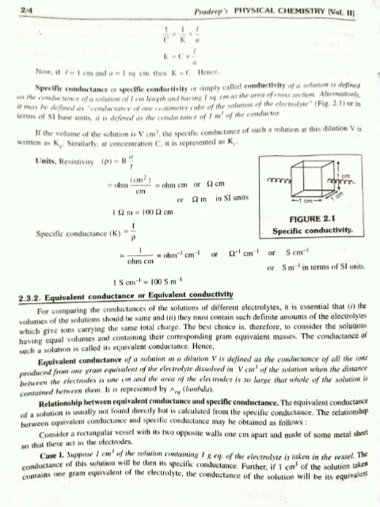Specific conductance K is equal to 1 upon rho, which is equal to 1 upon ohm centimeter, equal to ohm inverse centimeter inverse, or siemens centimeter inverse, or siemens meter inverse in terms of SI units.